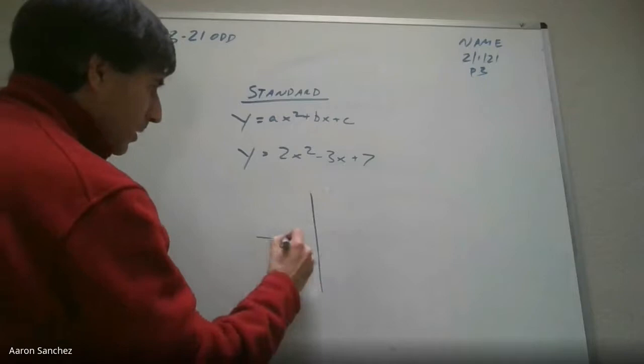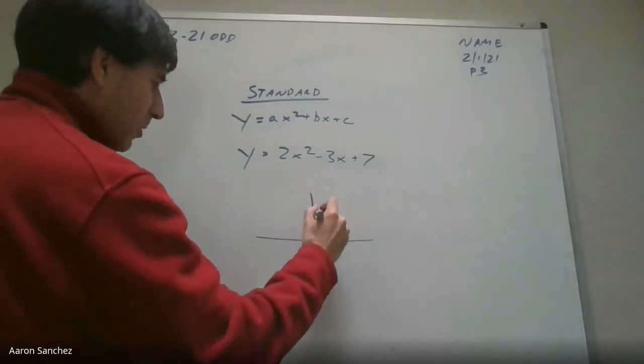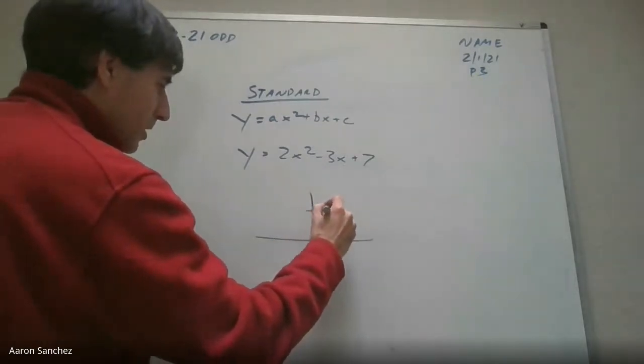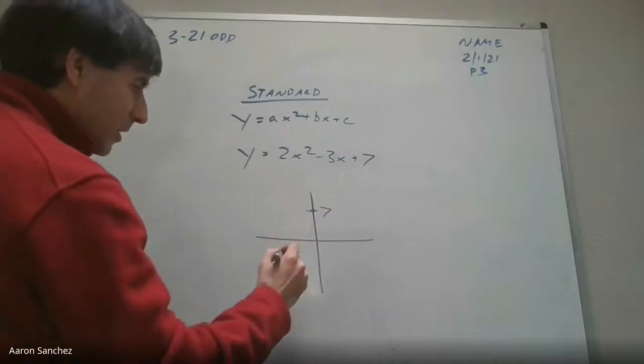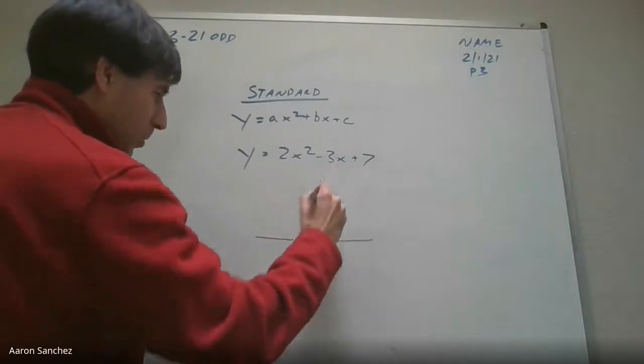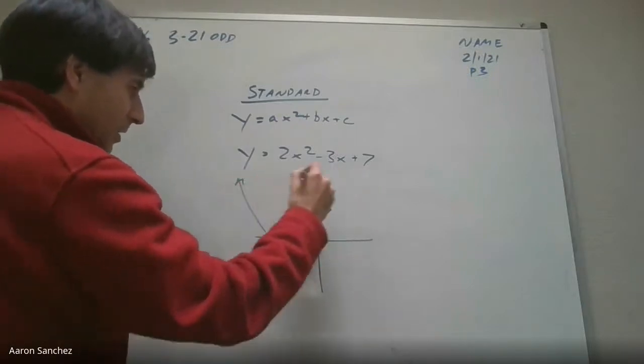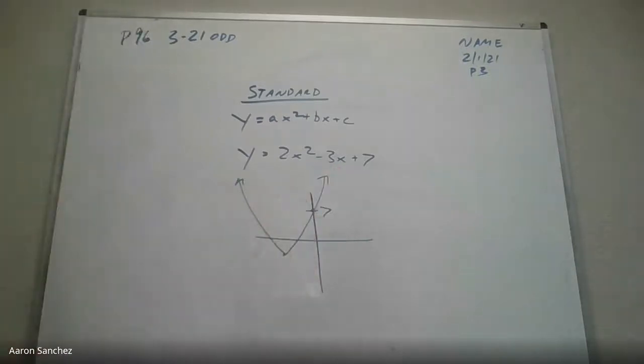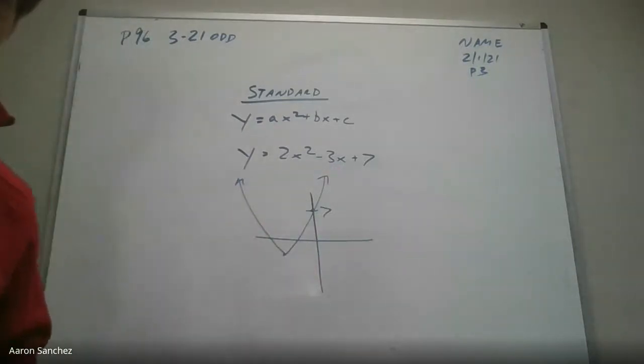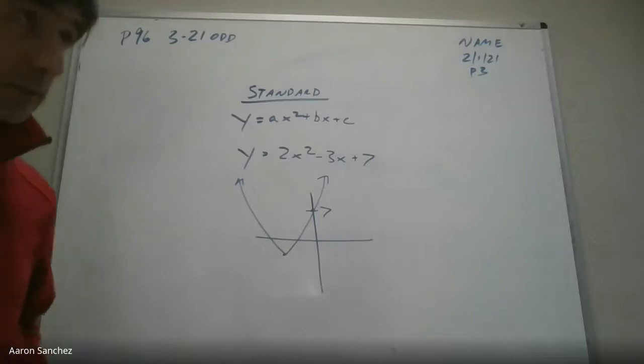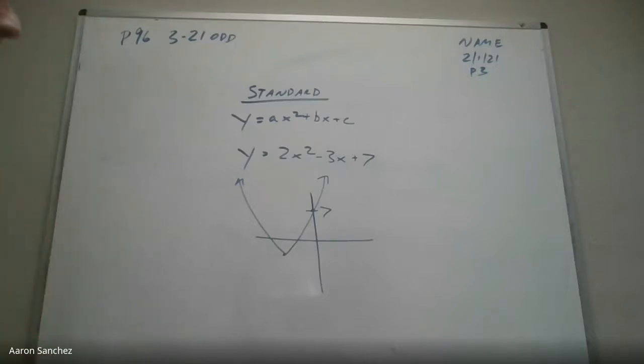Standard form tells us the y-intercept. So this would be the 7 here. The 7 is where it's going to cross the y-axis. That's what the standard form tells us, okay? Not much else. But we use standard form for the quadratic formula. You guys remember the quadratic formula?